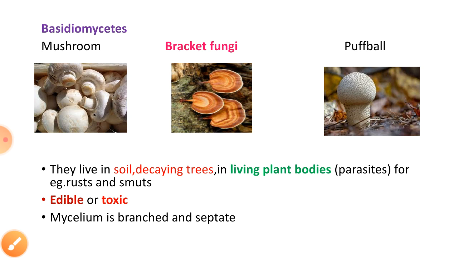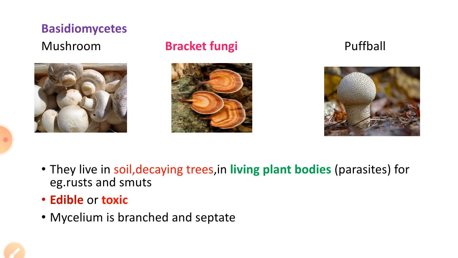Now let's move on to the third group of kingdom fungi. They are Basidiomycetes. Commonly known Basidiomycetes are mushrooms, bracket fungi and puffballs. They live in soil, decaying trees, and in living plant bodies as parasites, for example, rusts and smuts. They are edible or toxic. We can say deadly, some are deadly toxic. One among the most toxic fungi belongs to Basidiomycetes.